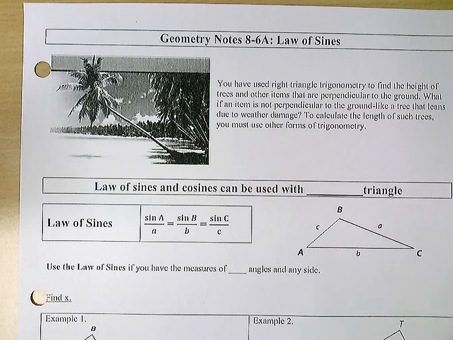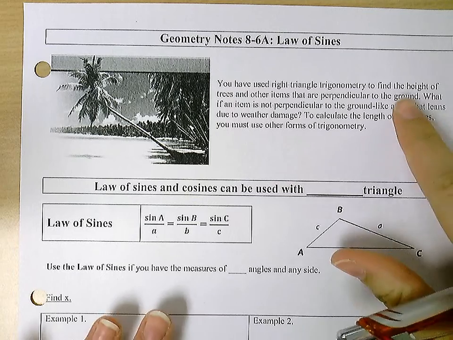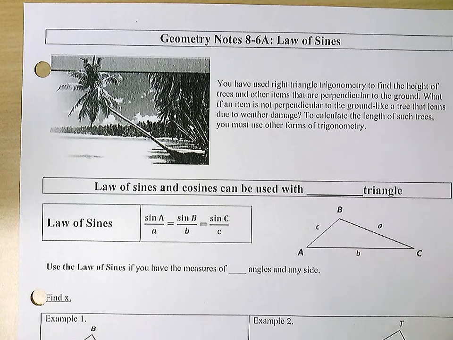So you have used right triangle trigonometry to find the height of trees and other items that are perpendicular to the ground. So before we had perpendicular, so we made a 90-degree angle with our triangle. What if an item is not perpendicular to the ground, like a tree that leans due to weather damage? To calculate the length of such trees, you must use other forms of trigonometry.